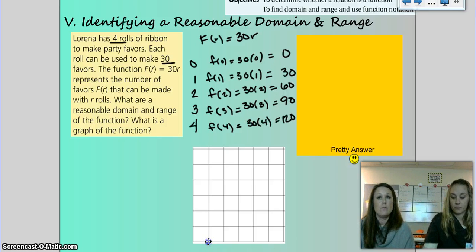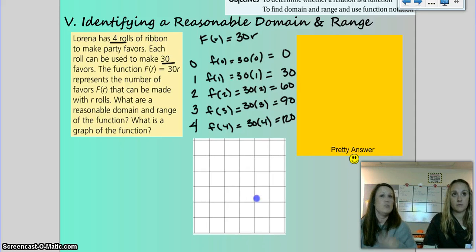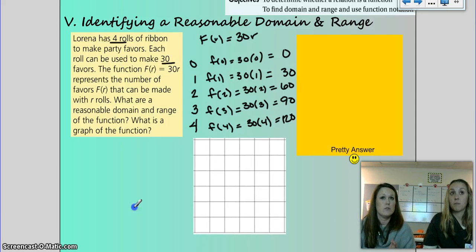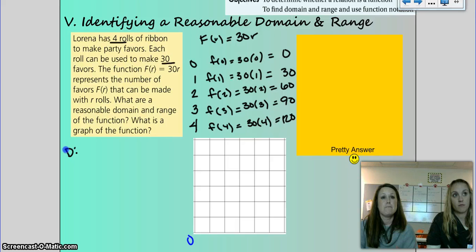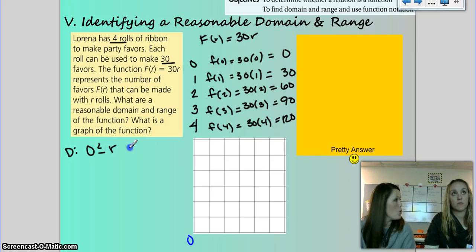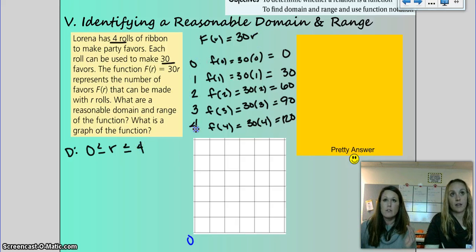Okay. So you want to graph it first? Okay, so my reasonable domain is going to be 0. So domain is? 0 is, no, I have to do brackets. Sorry. 0 is less than or equal to r, because that's my rolls, and is less than or equal to 4. So r has to be between 0 and 4.